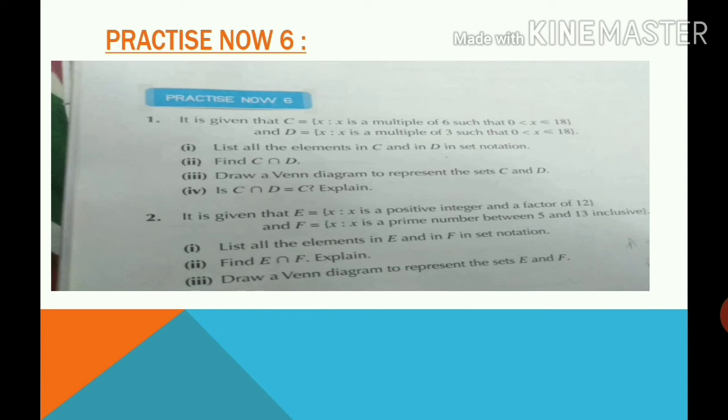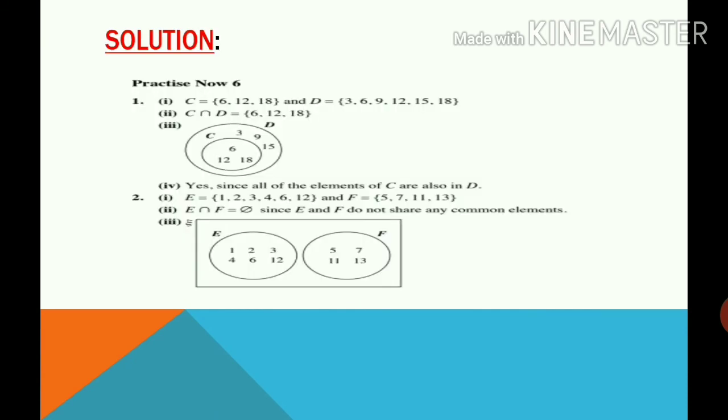And F is a prime number between 5 and 13 inclusive. Students, remember that whenever the word inclusive is used, it means that these two elements are also included. So you will write down the prime numbers which are between 5 and 13, but you will also write 5 and 13. Let's come to the solution.